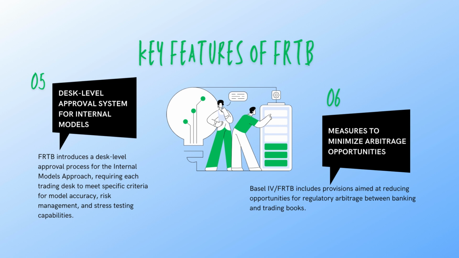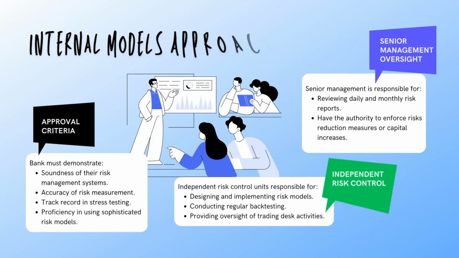Measures to minimize arbitrage opportunities. Basel IV FRTB includes provisions aimed at reducing opportunities for regulatory arbitrage between banking and trading books. By aligning regulatory treatment more closely with the underlying risks of each portfolio, regulators seek to discourage behavior that could undermine financial stability.